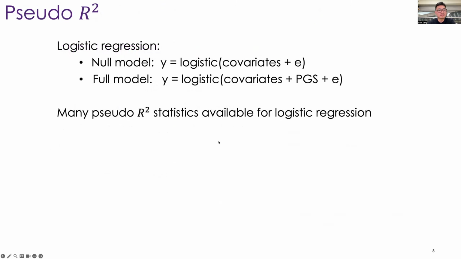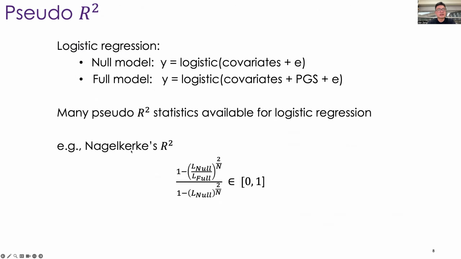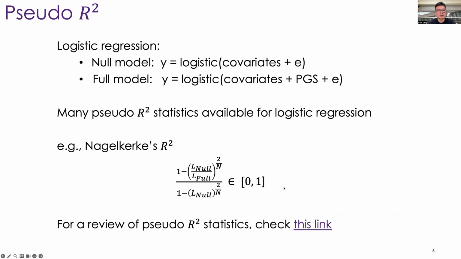We'll first look at the pseudo R-square. This is when you are using logistic regression to calculate the prediction R-squares. Similar to the linear model, we have the null model, which only includes the covariates, and the full model, which includes both covariates and PGS. Then we can calculate the pseudo R-squares. There are many pseudo R-square statistics available for logistic regression. Nagelkerke R-square is one of the most commonly used, which rescales the likelihood ratio to between 0 and 1.